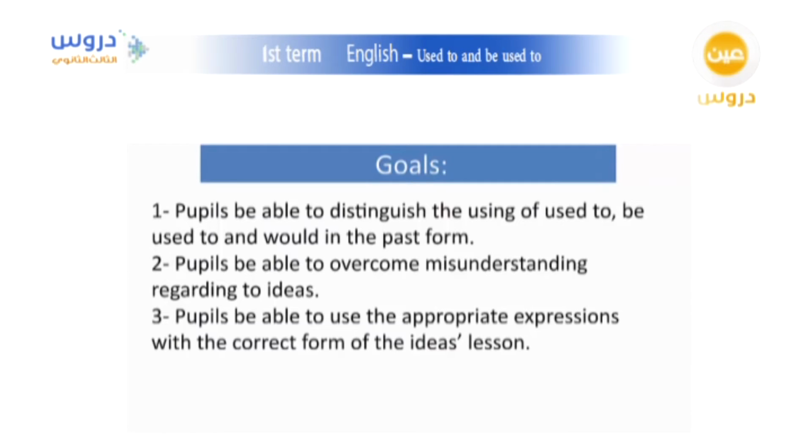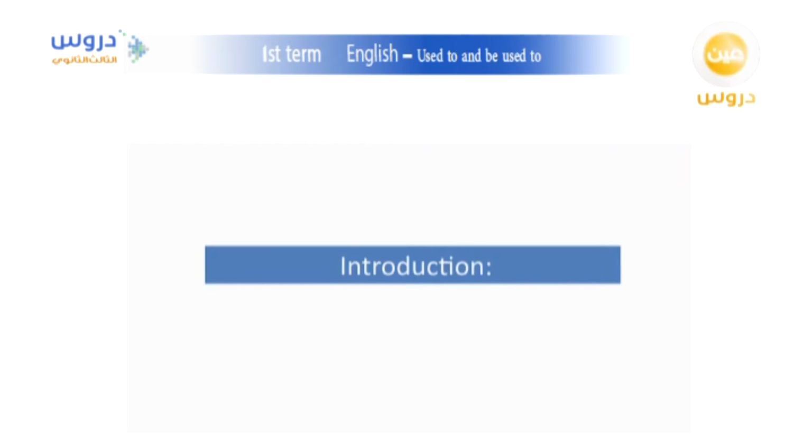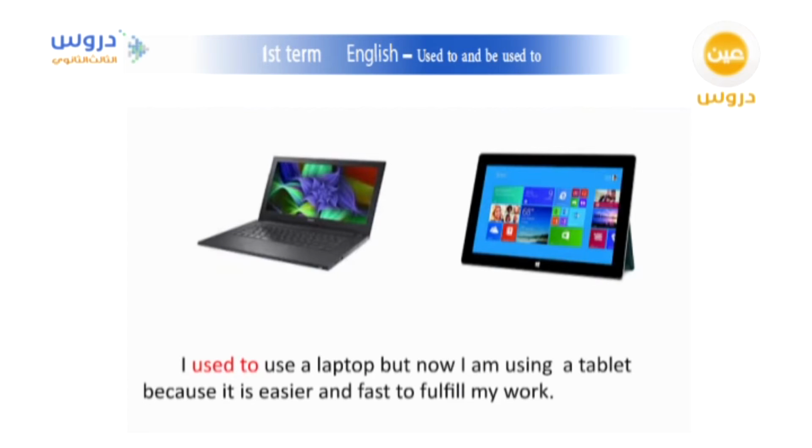Okay. So the goals of this lesson: we will be able to distinguish the use of used to and be used to and would in the past form. And also we will be able to overcome misunderstanding regarding these ideas, and use the appropriate expressions with the correct form. Let's first start with the introduction.